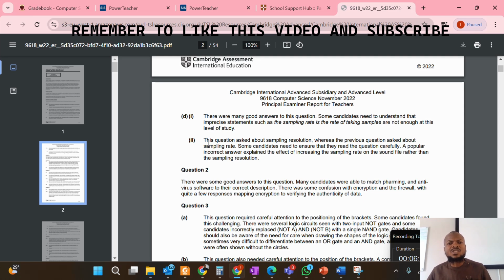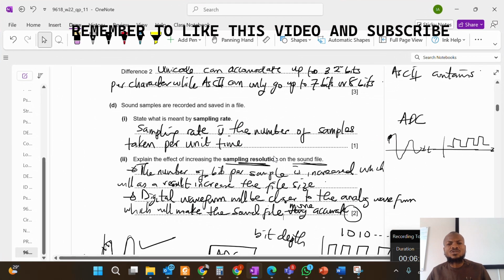Okay. Now, this question asks about sampling resolution, whereas the previous question asks about sampling rates. Some candidates need to ensure that they read the question carefully. A popular incorrect answer explained the effect of increasing sampling rates on sound rather than sampling resolution. So some students were answering questions based on sampling rate instead of sampling resolution. I hope you understand that.